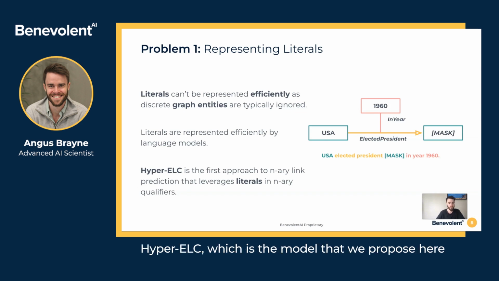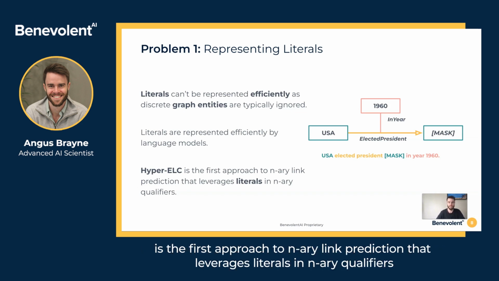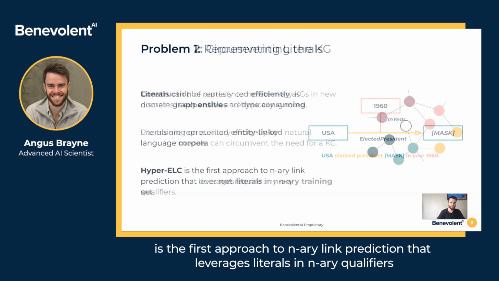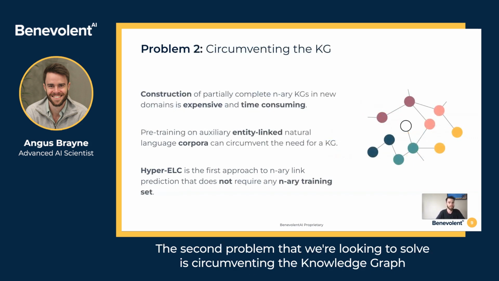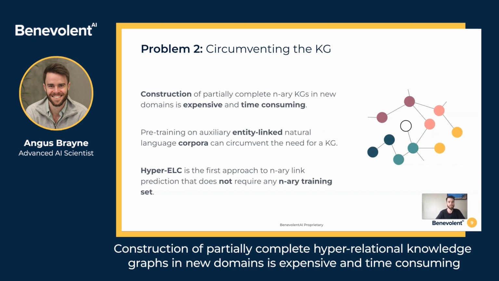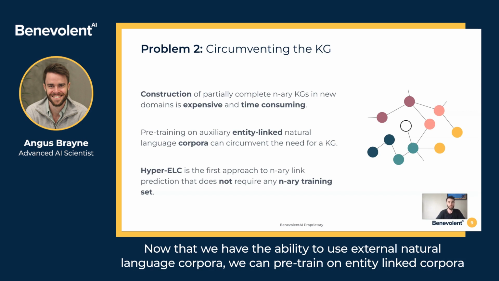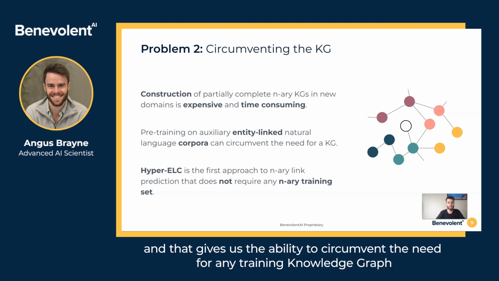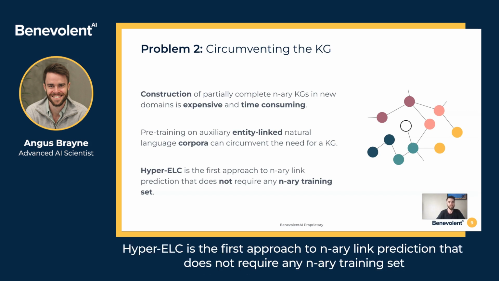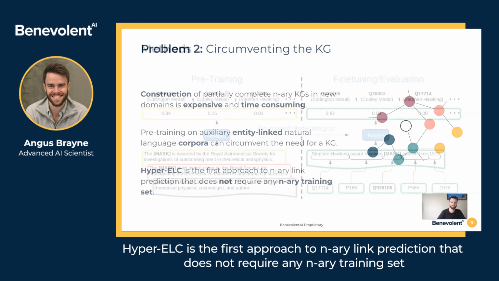HyperELK, which is the model that we propose here, is the first approach to n-ary link prediction that leverages literals in n-ary qualifiers. The second problem that we're looking to solve is circumventing the knowledge graph. Construction of partially complete hyper-relational knowledge graphs in new domains is expensive and time-consuming. Now that we have the ability to use external natural language corpora, we can pre-train on entity-linked corpora, and that gives us the ability to circumvent the need for any training knowledge graph. HyperELK is the first approach to n-ary link prediction that does not require any n-ary training set.